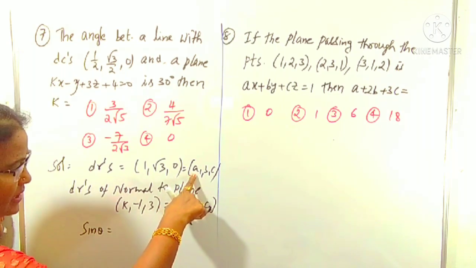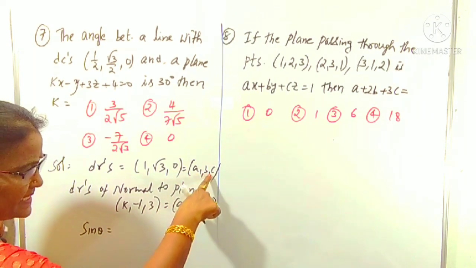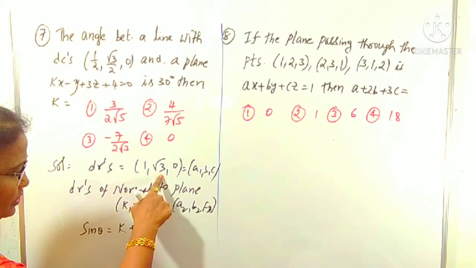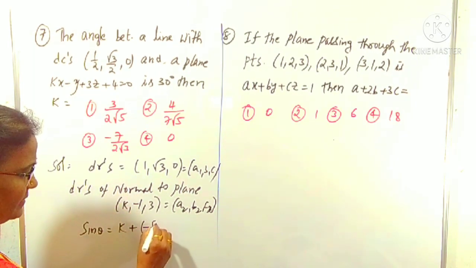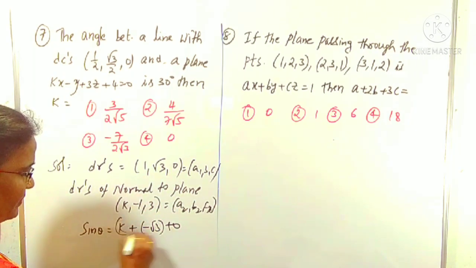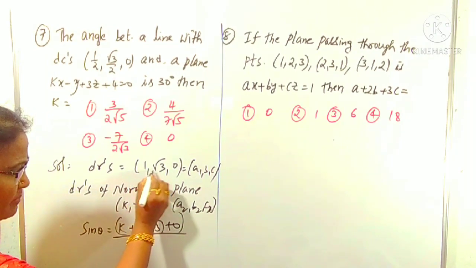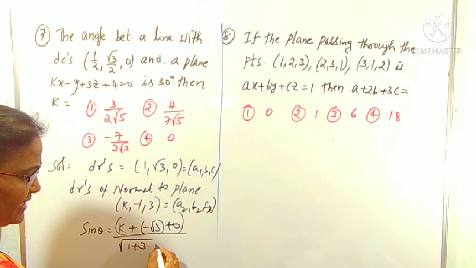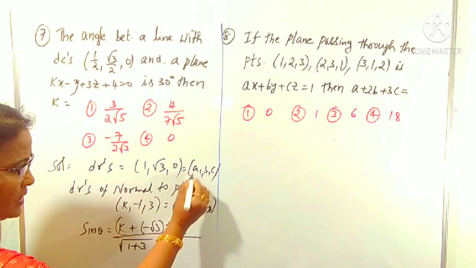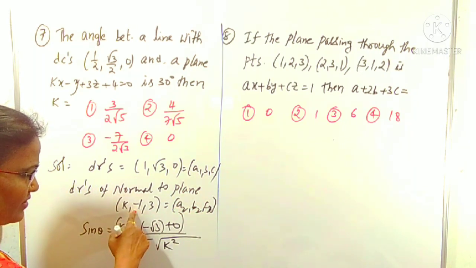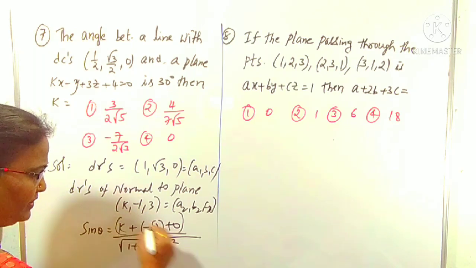A1 A2 plus B1 B2 plus C1 C2, like 1 into k plus root 3 into minus 1 is minus root 3, plus 0 into 3 is 0, by root over A1 square plus B1 square plus C1 square, that is root over 1 plus root 3 whole square is 3, 0 square is 0, 1 plus 3, we can write root 4. A2 square plus B2 square plus C2 square means k square plus 1 square plus 3 square, 9 plus 1 is 10.